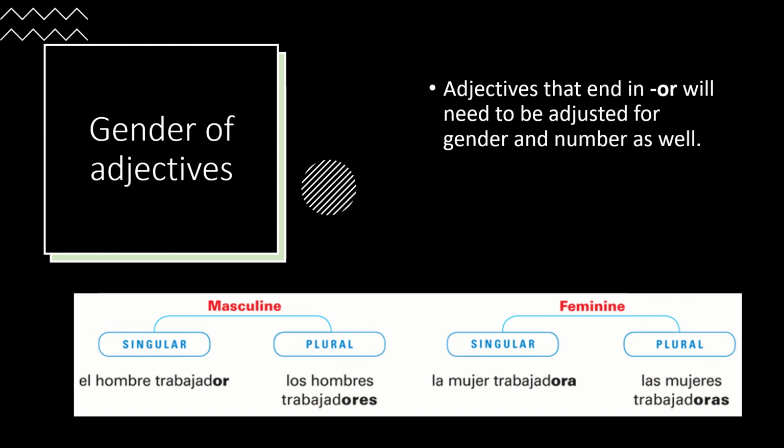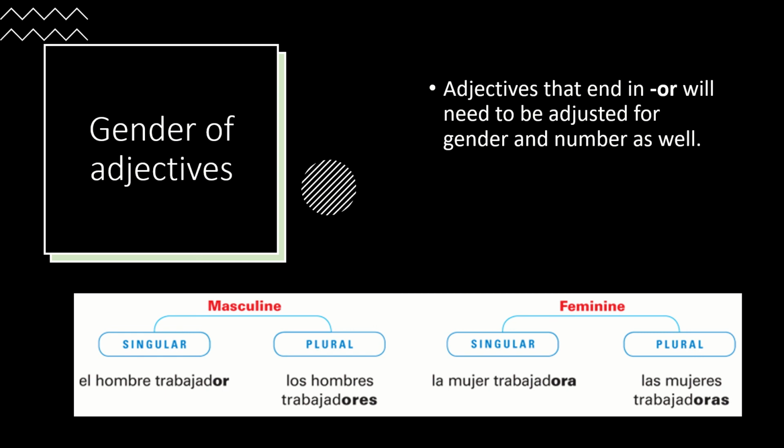If we have an adjective that ends in OR, then we know we have to also worry about gender there. So think about this the same way we learned the word profesor for teacher. For a boy teacher, we say profesor, which ends in OR. But if we want to talk about a female teacher, we would say profesora with an A at the end. The same thing is going to happen to our adjectives that end in OR. For our singular masculine form, we would have trabajador, so it just ends in its OR.